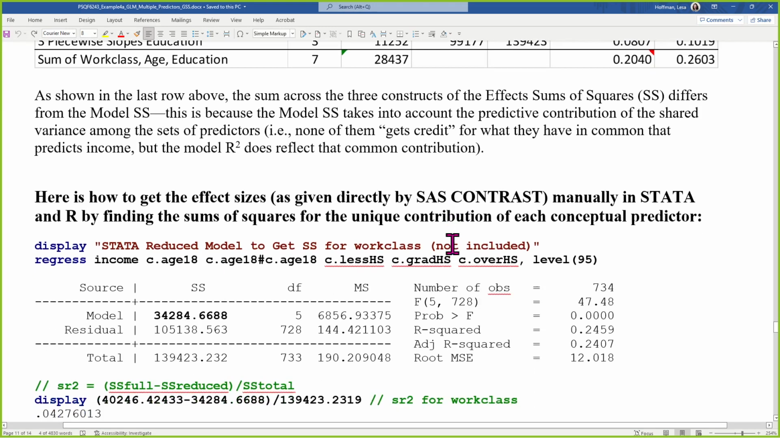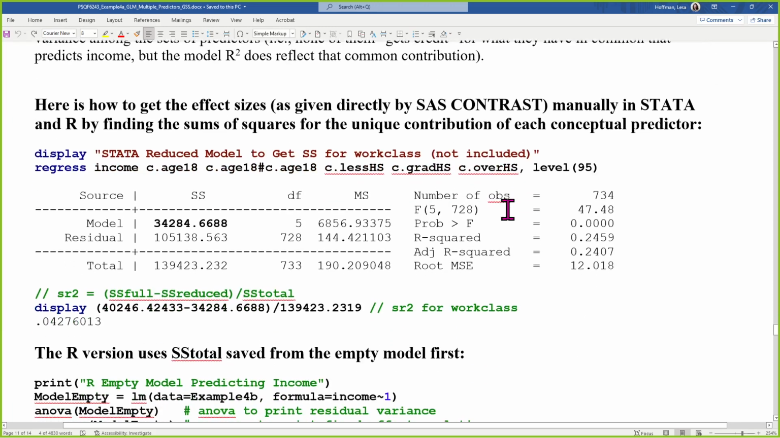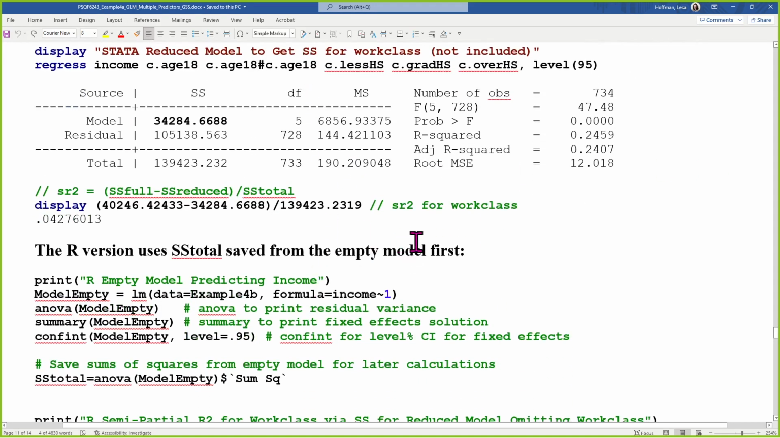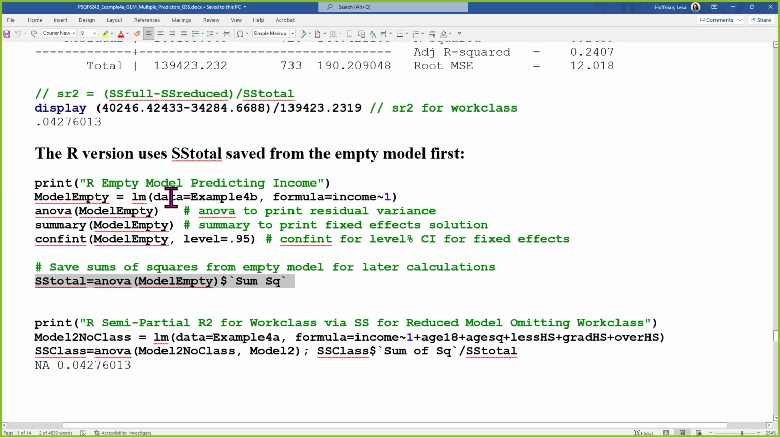So here's how we get them in the other packages. So if I want to know how much of the model R square is due to the two slopes for working class, then what I have to do in both STATA and R, so I've got both of them here, is get the total sums of squares. So that's the same across models. That actually comes from the empty model. So in R, I saved that number as an object. So here's R code for an empty model for this outcome, which I didn't have in the handout previously. And I am saving that number right here for the total sums of squares as an object called SS total, so I can use it in my math.